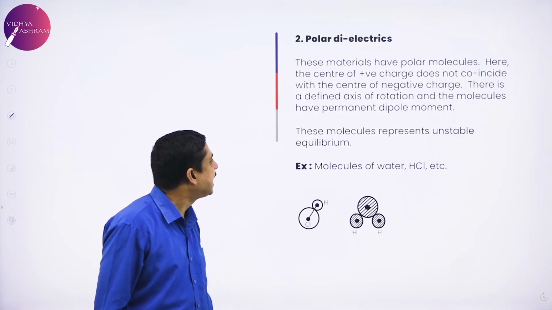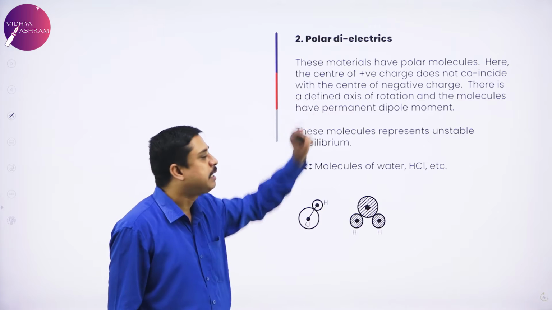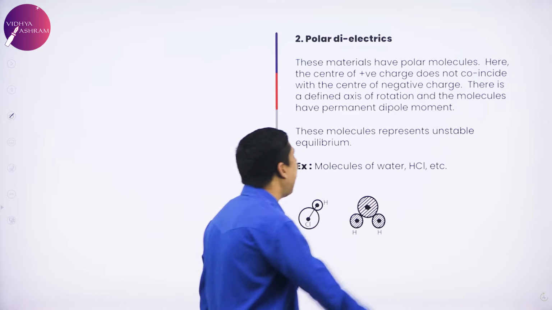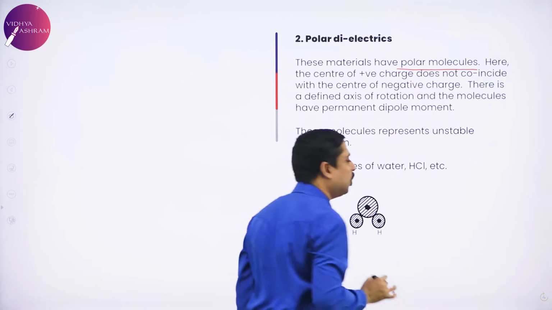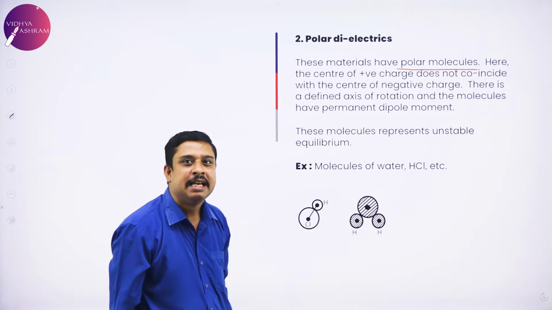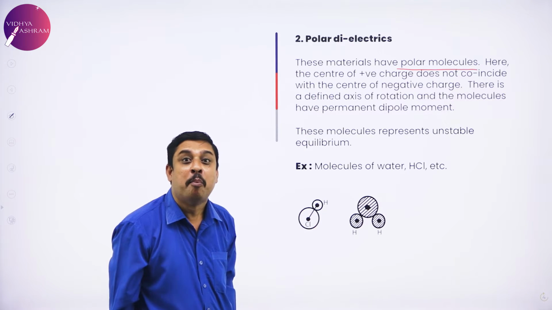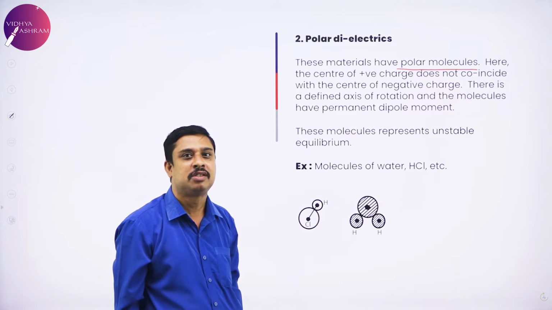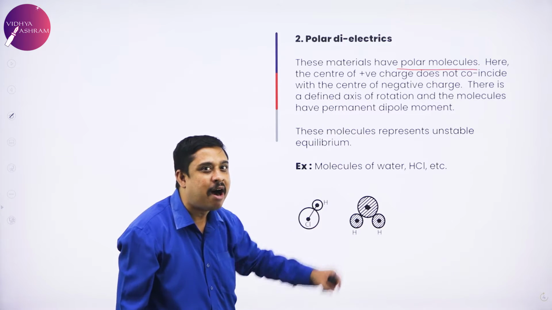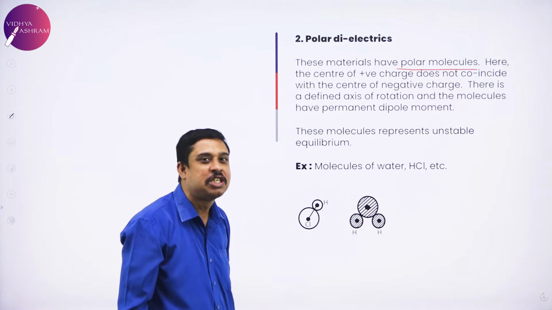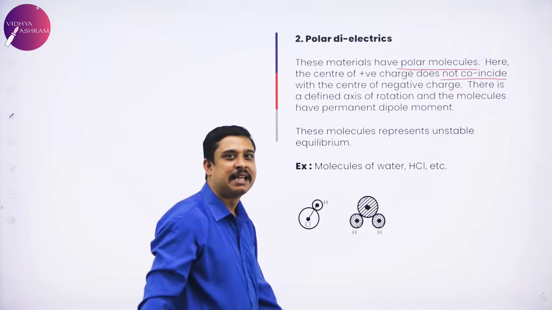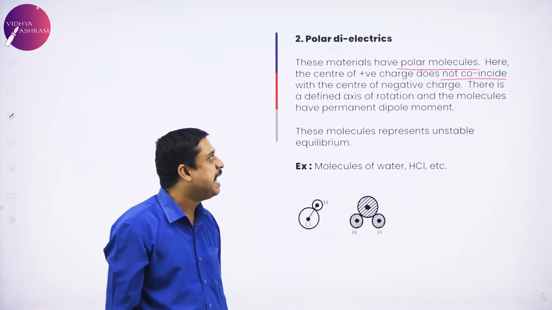Now coming to the next one. Polar dielectrics. Such materials have polar molecules. Very good. Polar dielectrics, such materials will have polar molecules. So now what are polar molecules? The center of mass of the positive charge will not coincide with the center of mass of the negative charge.